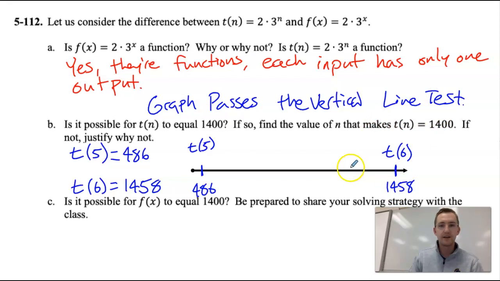And 1400 is going to be probably somewhere about here, somewhere in the middle. If it's between those two, knowing that we have a discrete function, we cannot have a value of n for that sequence that would make that possible. It would be like T of something like 5.7, which is not possible because n has to be a whole number. So this does not work. No, it's not possible.